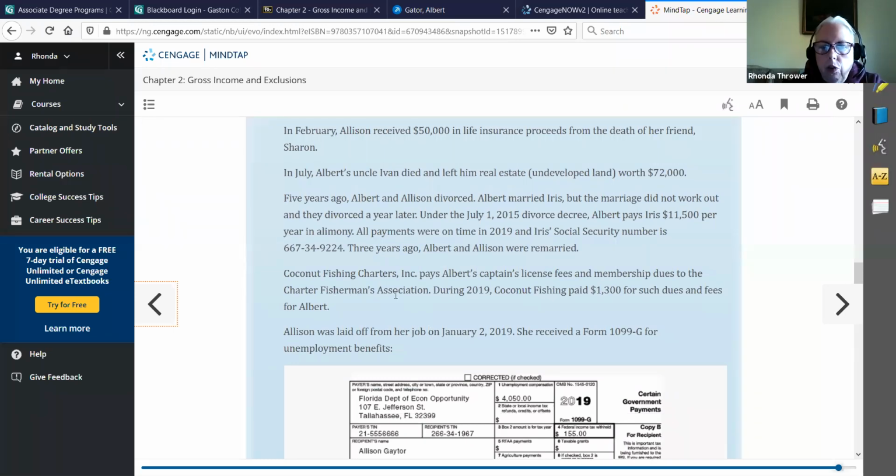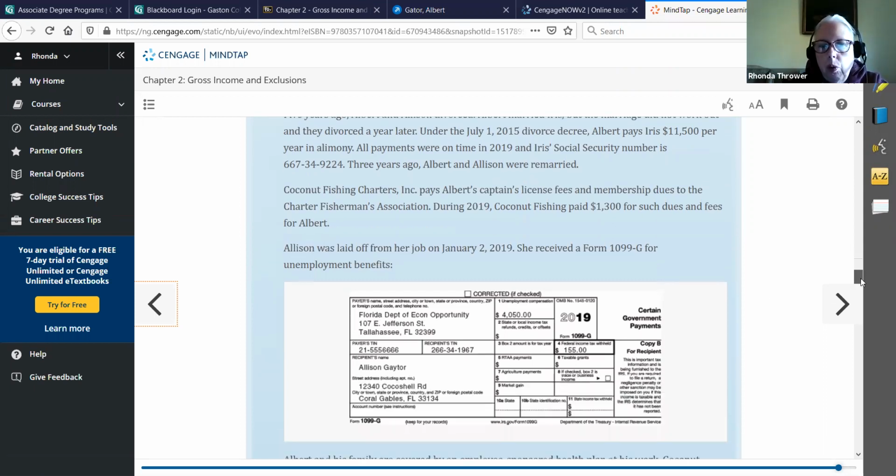Coconut Fishing Charters Incorporated pays Albert's captain's license fees and membership dues to the Charter Fishermen's Association. During 2019, Coconut Fishing paid $1,300 for such dues and fees for Albert. This would be a part of itemized deductions if he does that, but we're not using itemized deductions right now because they told us to use the standard deduction, and you entered that in chapter 1, so it's already been entered in there. So move on to the next part.